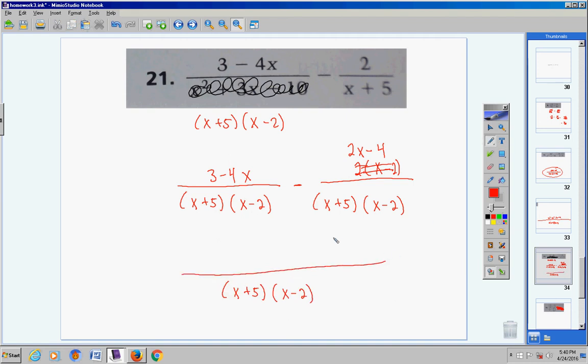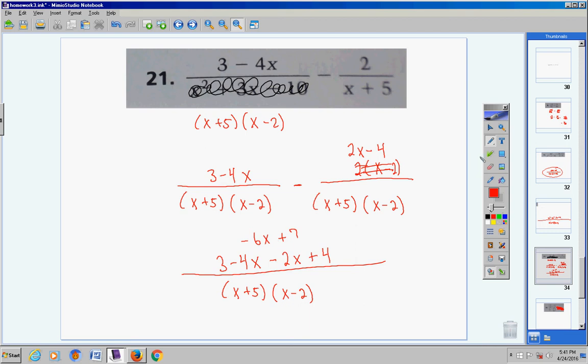Write your common denominator once. Okay, now let's go ahead and take this right here and bring it down. So 3 negative 4x. Now there's a negative sign here, so all these signs change: your positive 2x becomes negative 2x. Your negative 4 becomes positive. So let's combine like terms. Negative 4 and negative 2, that's negative 6x. Positive 3, positive 4, that's positive 7. Alright, so that's your numerator.